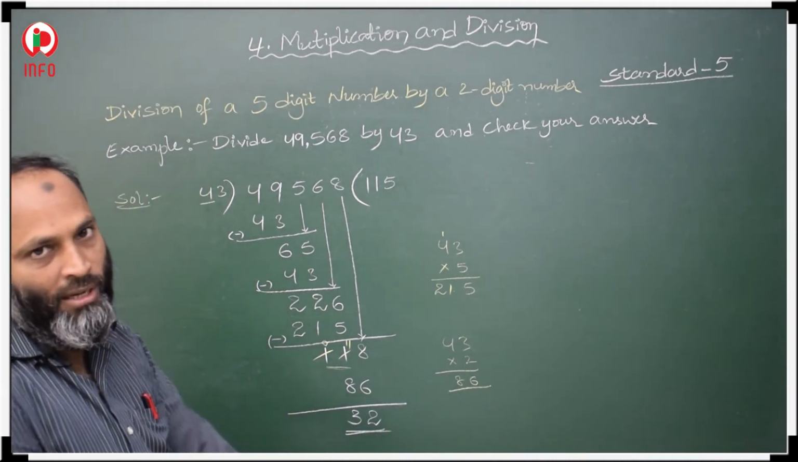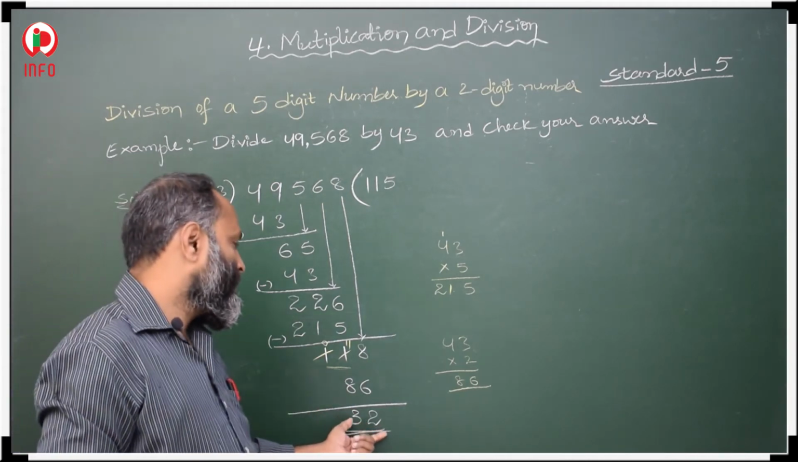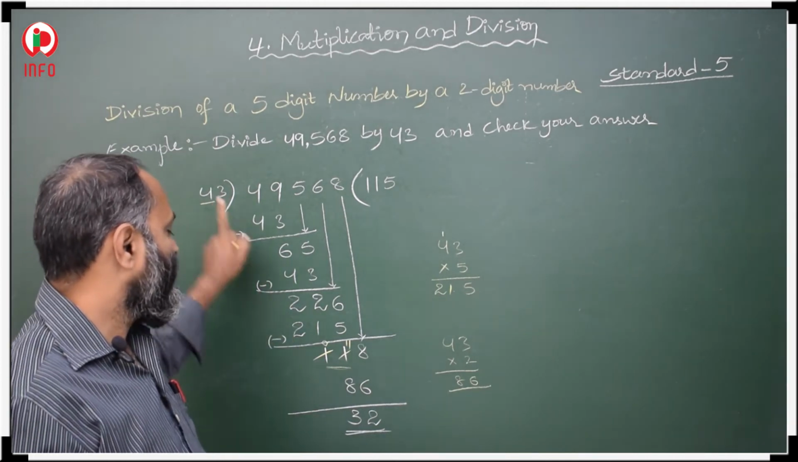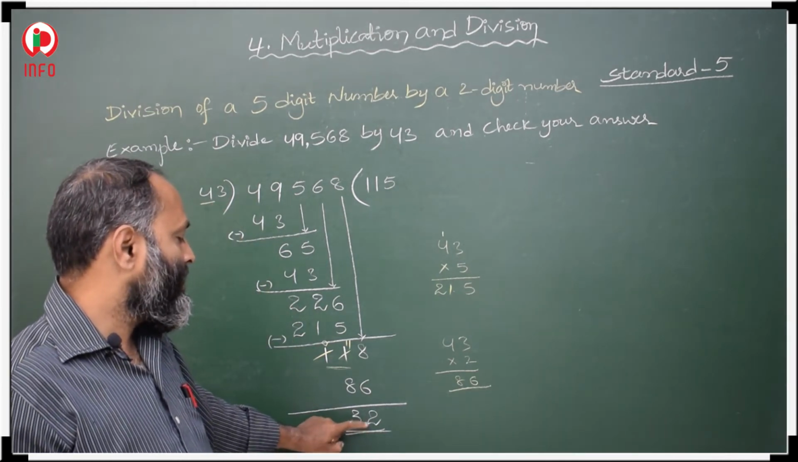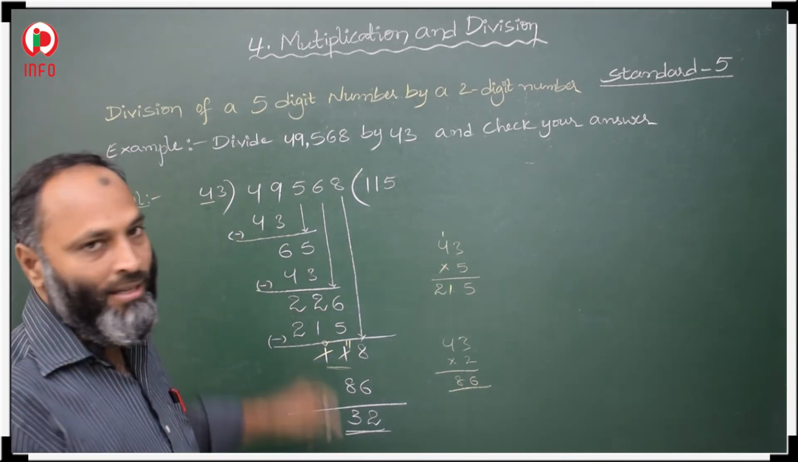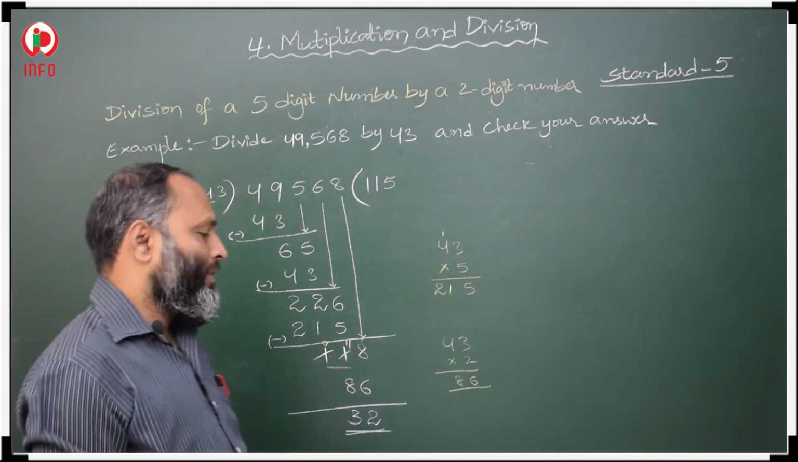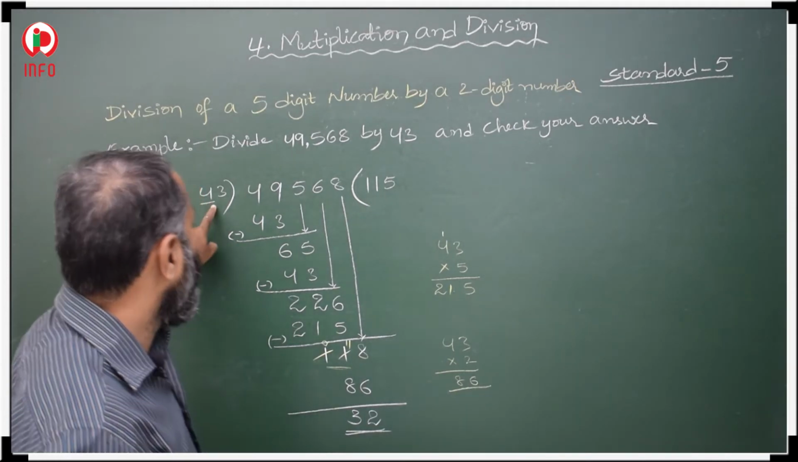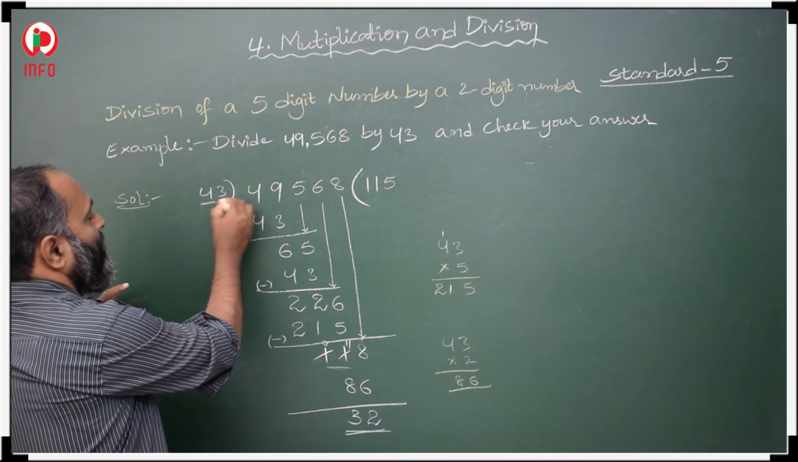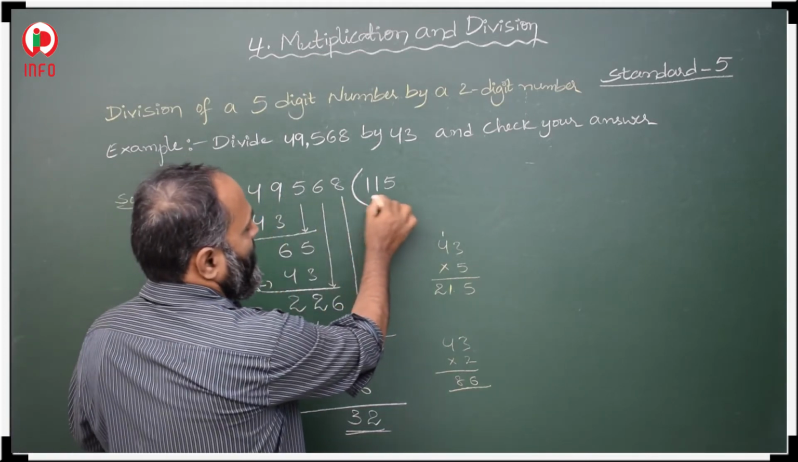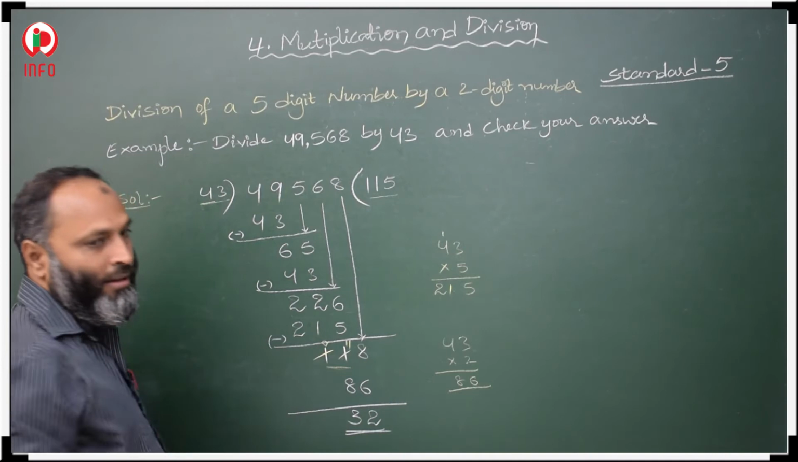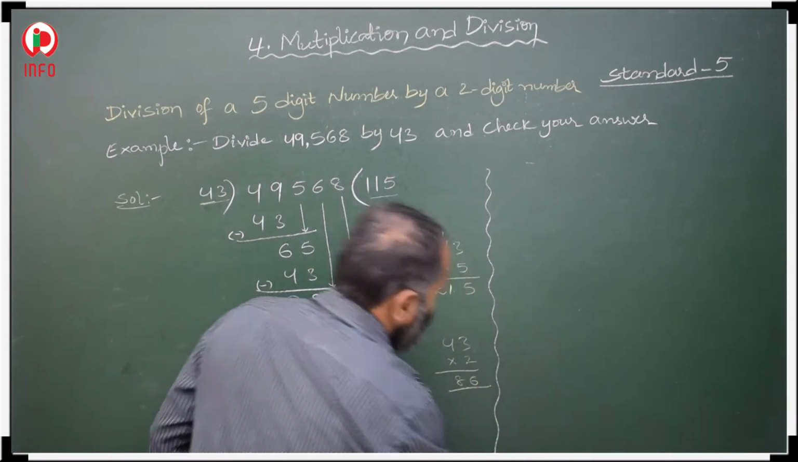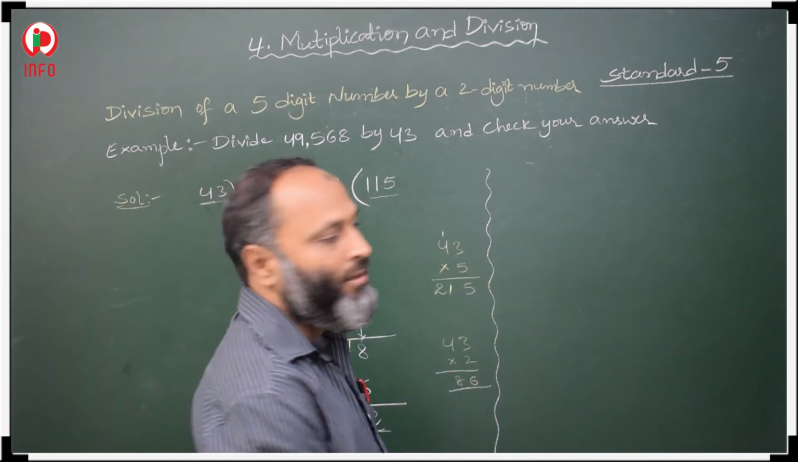Check your remainder. Your remainder should always be less than the divisor. What is the divisor here? 43. Here 32. So the remainder is always less than the divisor. Okay, 32 is less than 43. Now, this is our divisor, this is dividend, this is quotient, and this one is remainder. Now we have to check; the question asks to check your answer.